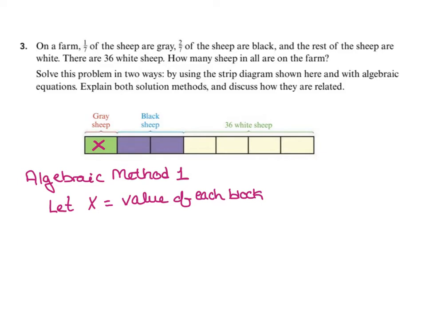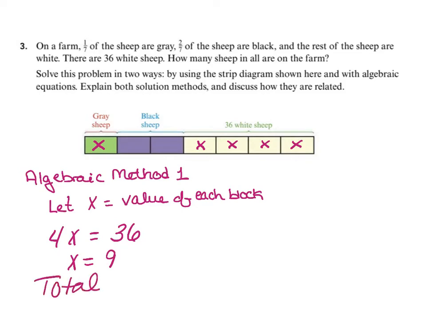For an algebraic method, we have 2 options. Option 1 would be to let x equal the value of each block. And we know that for the white sheep, that would be made up of 4 x's. So we could state that 4x is equal to 36, giving us the value of each block to be 9. So the total number of sheep would be 7 groups of 9, or 63 sheep.